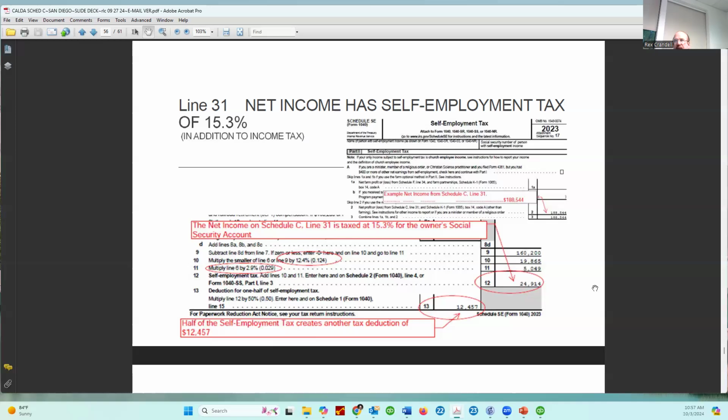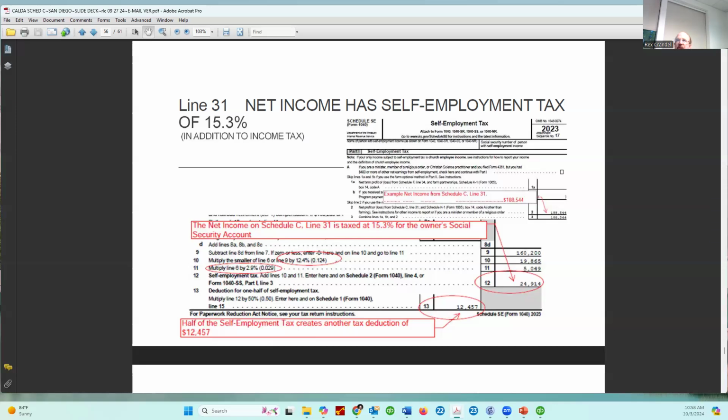The way it works is this payment of the $24,914 goes into your Social Security account, and it'll later come back to you as Social Security earnings. And don't worry if Social Security goes broke, it's already broke. They'll just print the money and you'll get paid anyway.